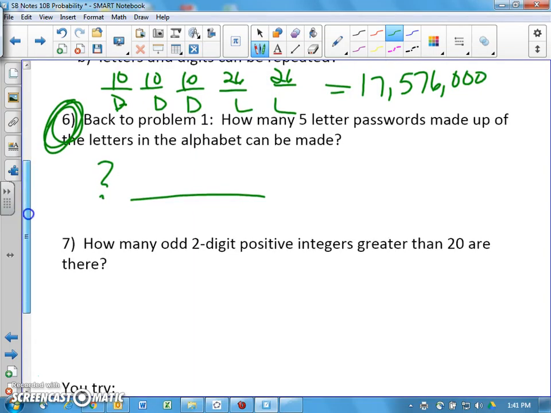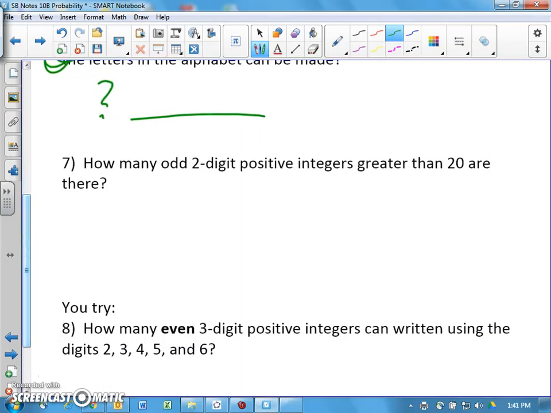All right, 7. Let's look at this one. It says, how many odd 2-digit positive integers greater than 20 are there? All right, so let's think about the structure. There are 2 digits, so I've got to figure out how many options I have for each digit. It has to be greater than 20, which means this has to be 2, 3, etc., all the way up to 9. That's a total of 8 different numbers.